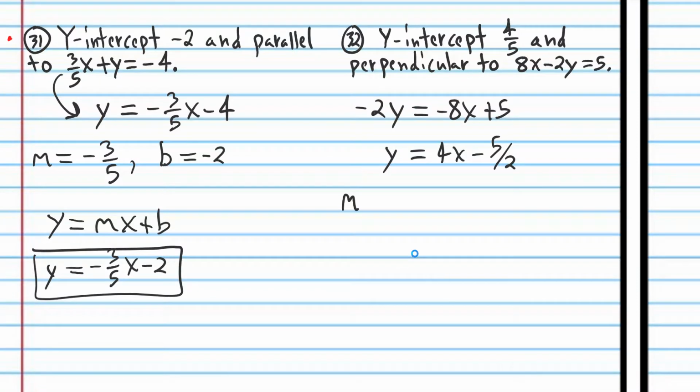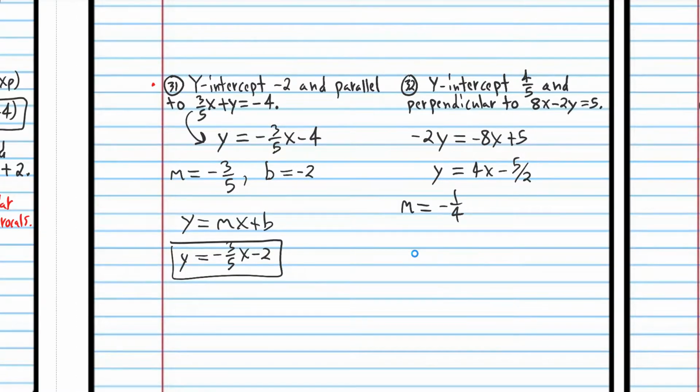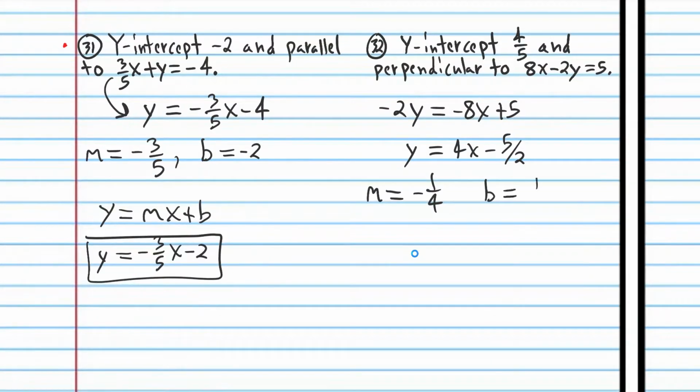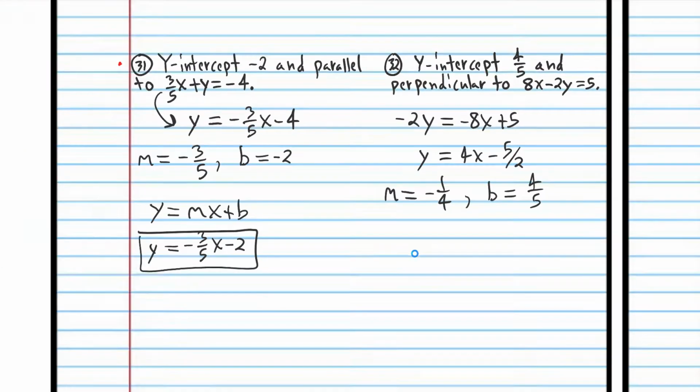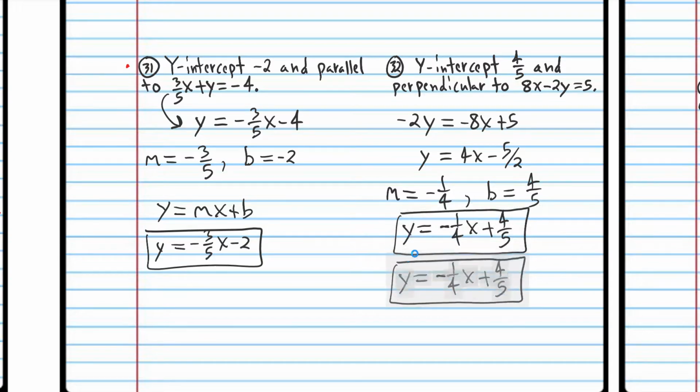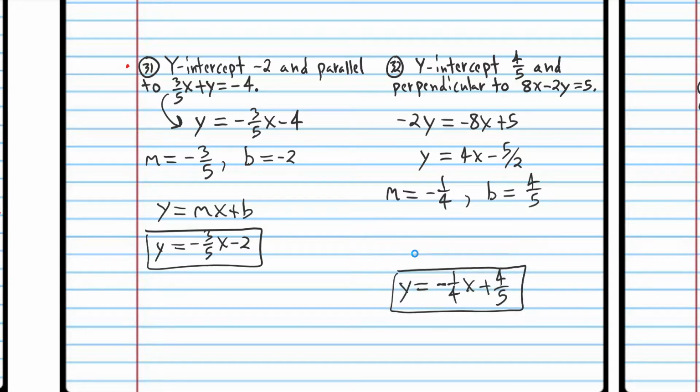So that means the slope of our line is going to be the negative reciprocal of that, which would be negative 1/4. And we have the y-intercept is 4/5. The y-intercept on our line is 4/5. So therefore, we can just use y equals mx plus b. Maybe I should show that equation that we used.